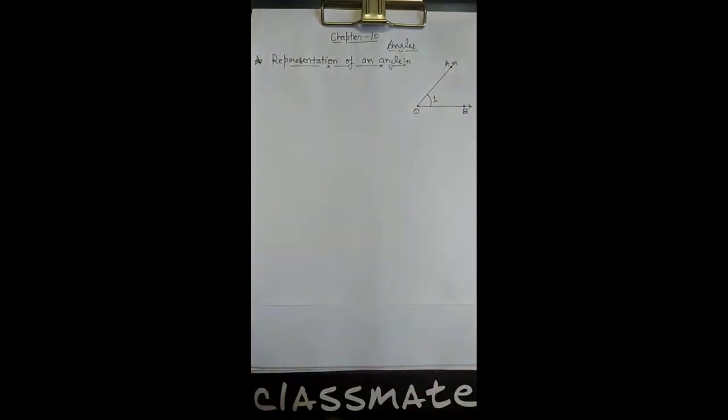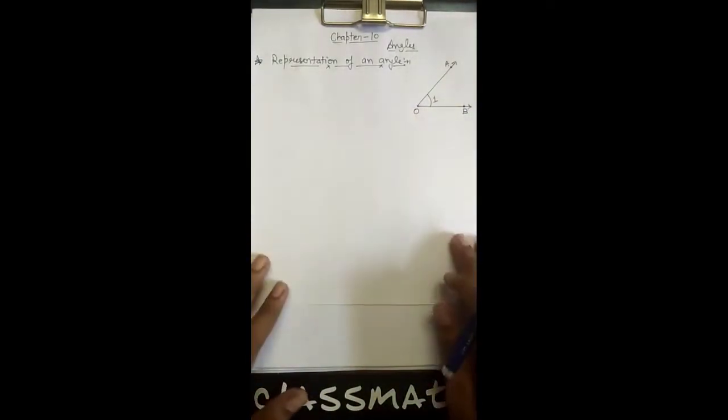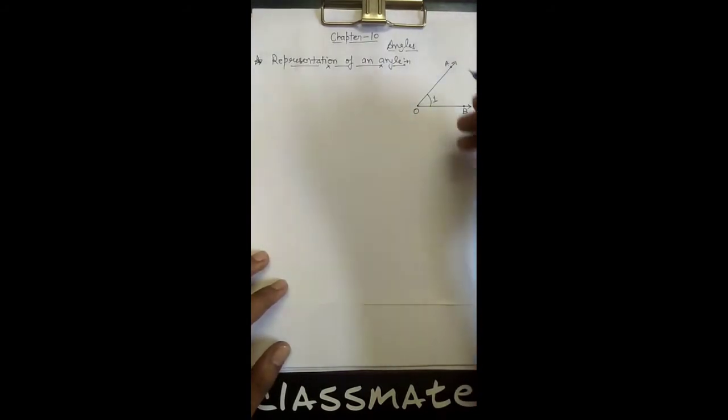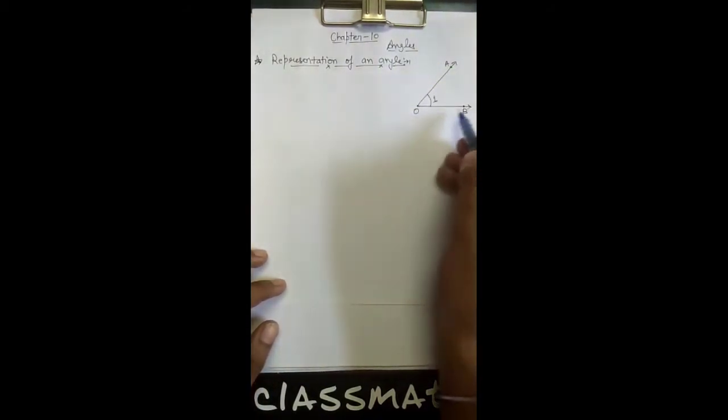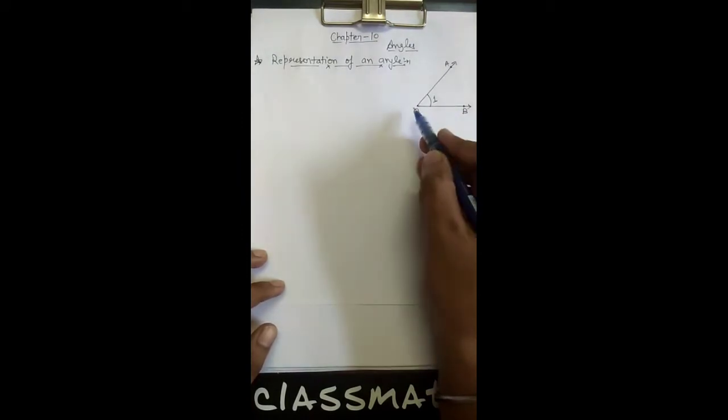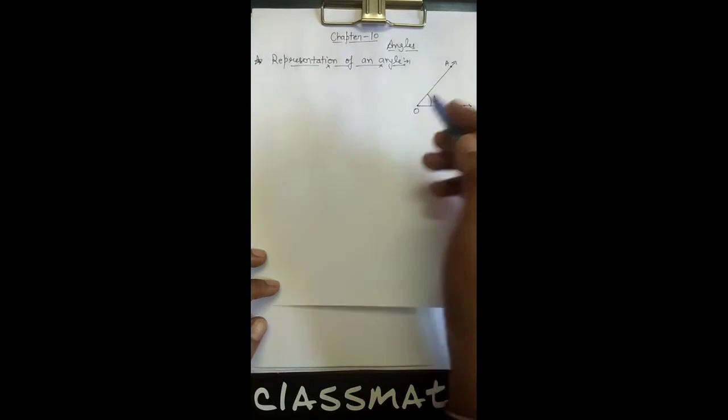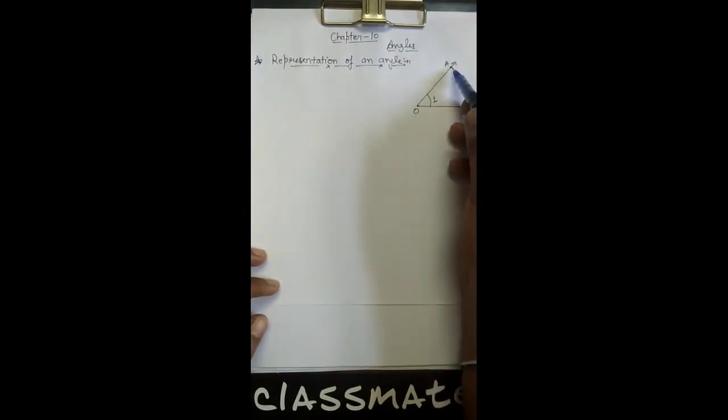In representation, you have to remember that OA and OB are the arms of this angle and O is the vertex. This angle is formed on this vertex O. So to represent this angle, you will start with this corner A, then go to O and then B. AOB will be the representation of this angle.